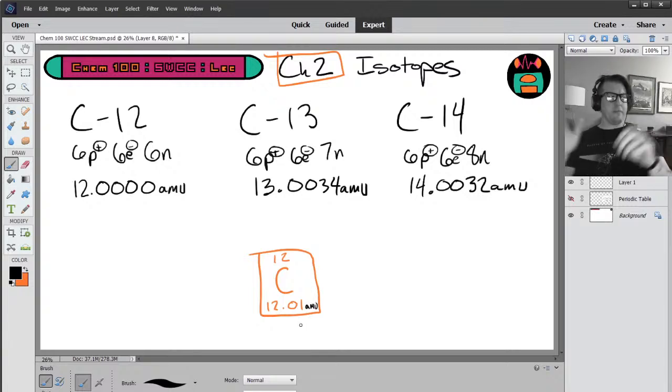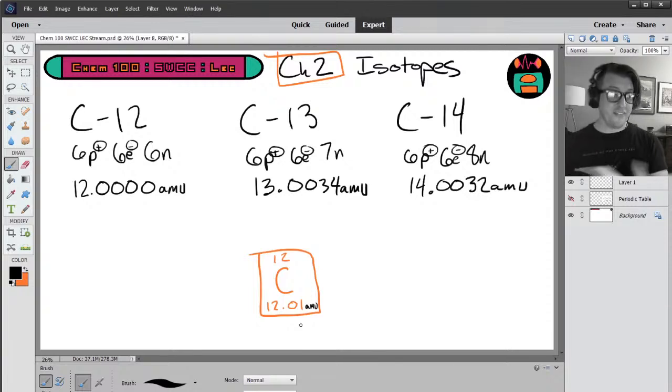Now you may be going, wait a minute, Josh, you just told me that they were an average, but I'm pretty sure the average of 12, 13, and 14 is not 12.01, right? If you added these three together and divided by 3, the answer would come out to be 13 point something. Definitely not 12.01. So how could you tell me that the atomic mass is an average when it's not the average of these three?